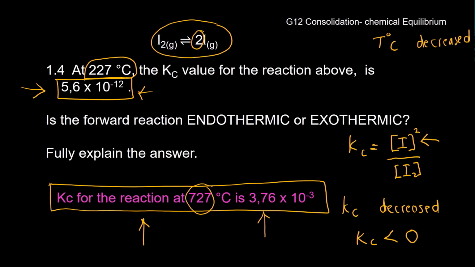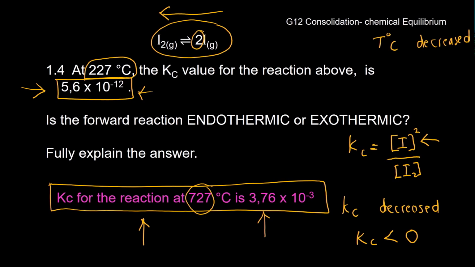I is less. So if we drop the temperature, what is happening? That reaction is being favored. The reverse reaction is being favored. A drop in temperature means that the equilibrium has to change to create more energy, more heat. So that is the exothermic reaction is favored. And so this reaction, the reverse reaction, is going to be exothermic.